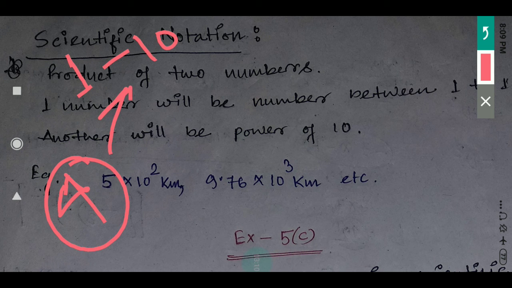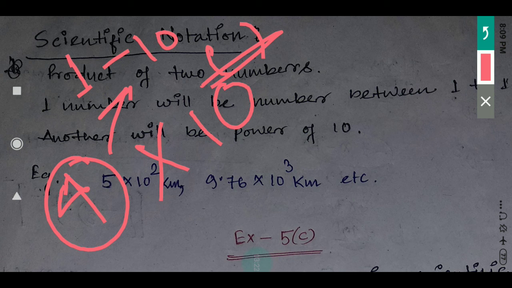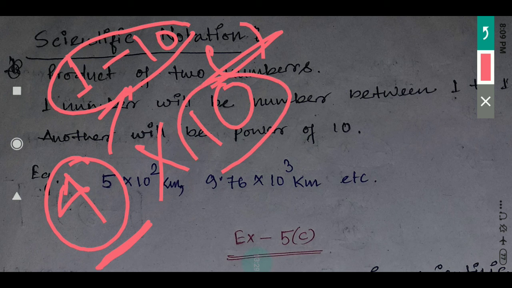And the other will be a power of 10. In the multiplication, the other will be a power of 10, that means the base should be 10. After that, whatever power you get according to the number, you put it here. So one number should be between 1 and 10, and the other number should be a power of 10.